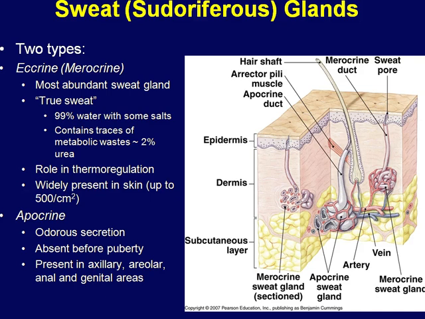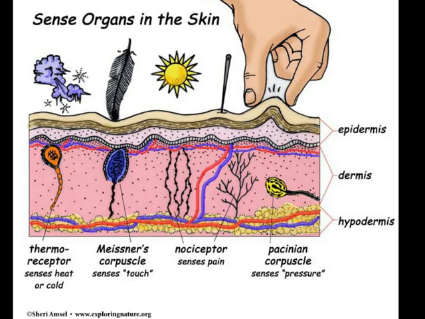Although their secretion is odorless, bacterial metabolism converts it into an odoriferous substance, 3-methyl-2-hexenoic acid, which may have pheromonal properties. There are certain modified apocrine sweat glands in the external ear canal, the wax-producing ceruminous glands, and the glands of Moll in the eyelid. The skin contains numerous sensory receptors that are peripheral terminals of sensory neurons.